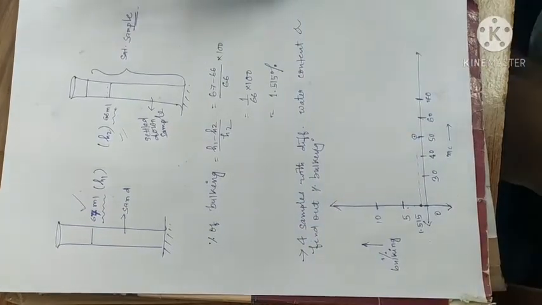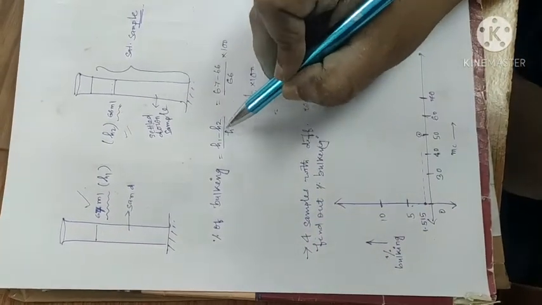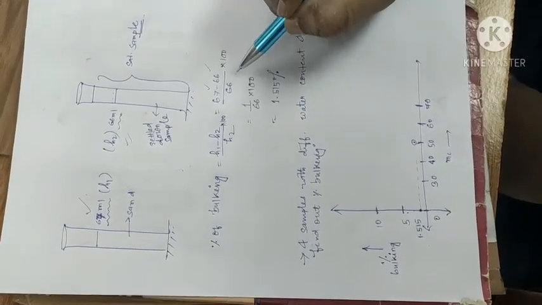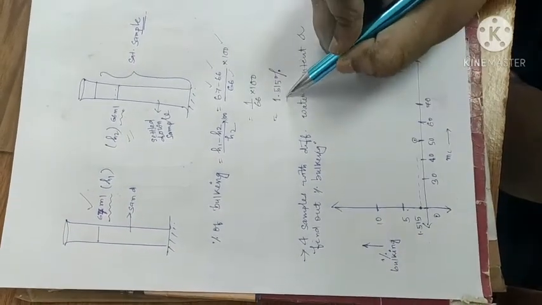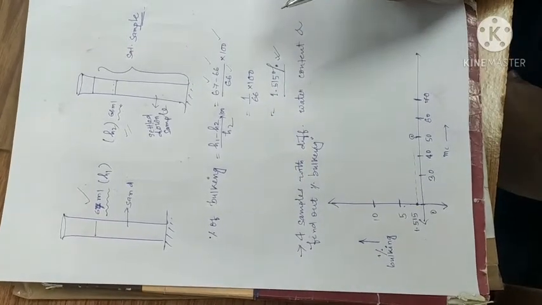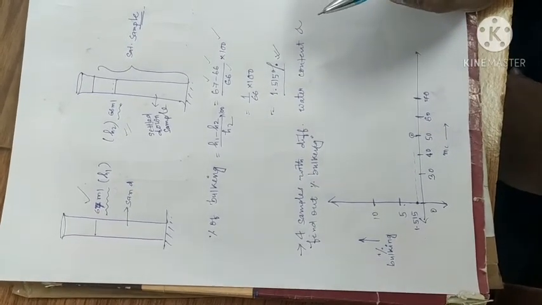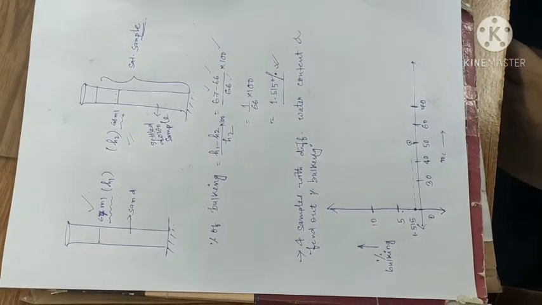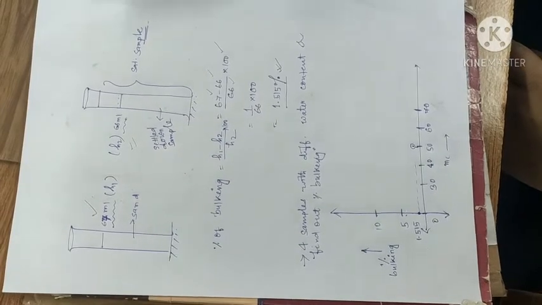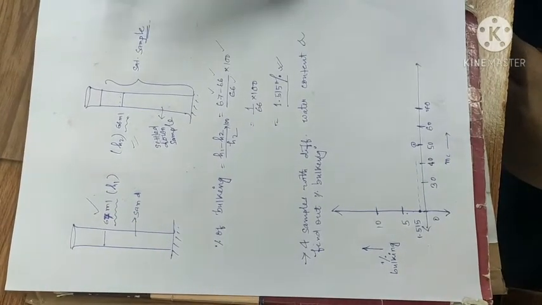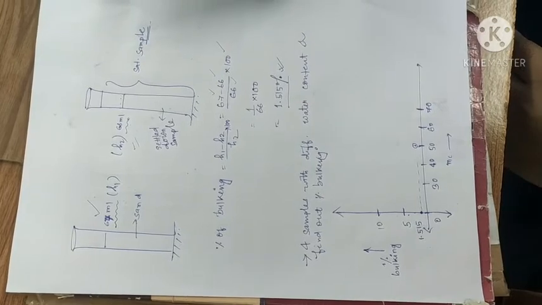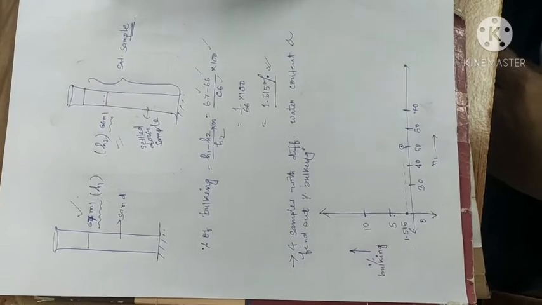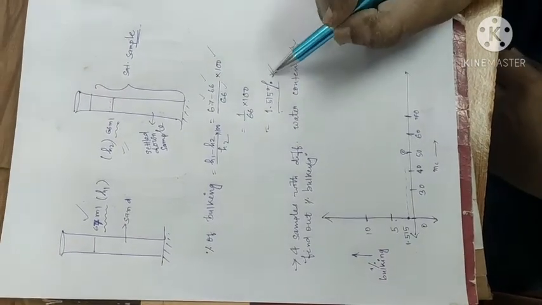So the percentage of bulking is (H1 minus S2) divided by S2, into 100, that is (67 minus 66) divided by 66, into 100, that is 1.515% of bulking for the moisture content of 50 ml. So for 50 ml of water, our percentage of bulking is 1.515.